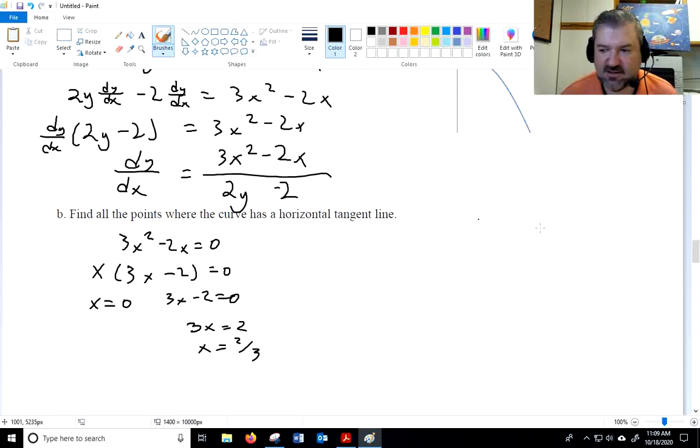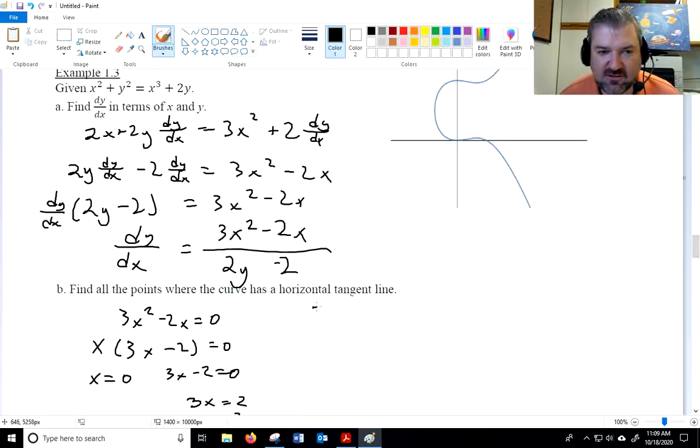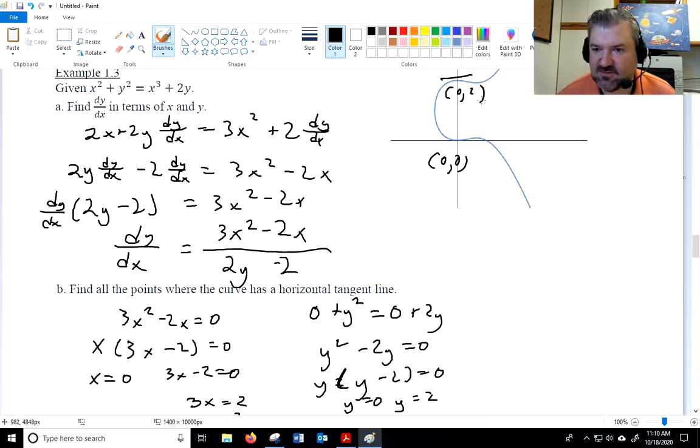So I'm going to plug a 0 in for x in the original equation. So when I do that, I get 0 plus y squared is equal to 0 plus 2y. Okay, so that's a polynomial. I need to set it equal to 0, and so I get y equals 0. Well, I'm jumping ahead of myself. When I factor it out, I actually get y equals 0, and y is equal to 2. So that tells us that we have a couple of points. We've got 0, 0, and this up here, where it's horizontal, must be 0, 2.